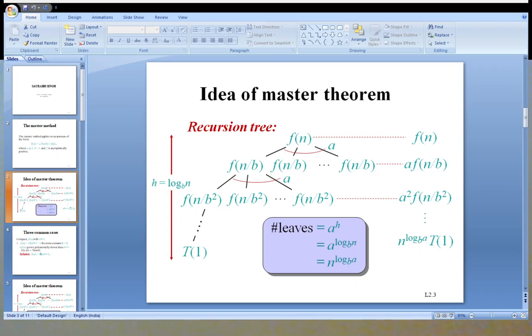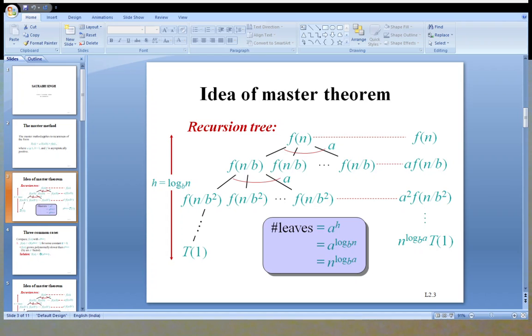That may sound odd, that if you are dividing into n/b sized problems, then there should be b number of problems, but it happens in the algorithms. Then there are a number of n/b problems, and the cost of dividing that problem is equal to f(n), that is written at the root level.